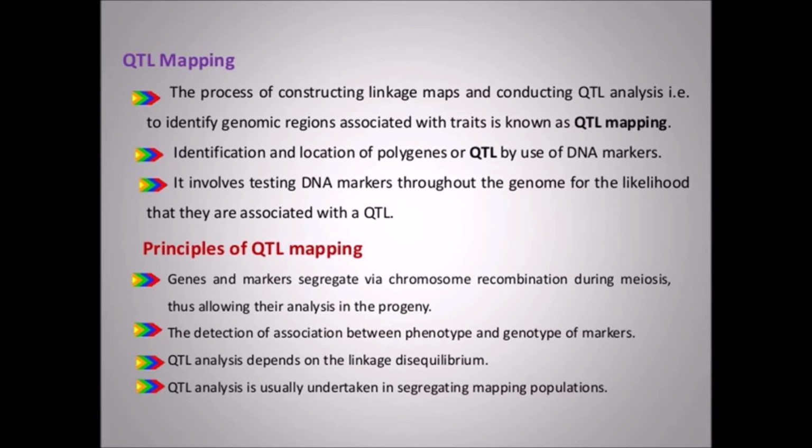The principle: genes and markers segregate via chromosome recombination during meiosis, thus allowing their analysis in the progeny. The detection of association between phenotype and genotype of markers. QTL analysis depends on the linkage disequilibrium. QTL analysis is usually undertaken in segregating mapping populations.